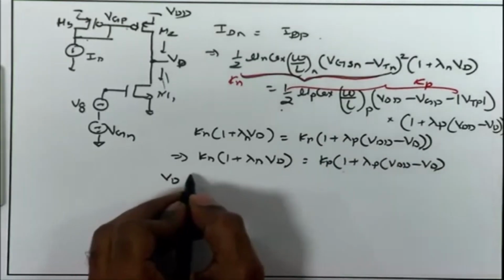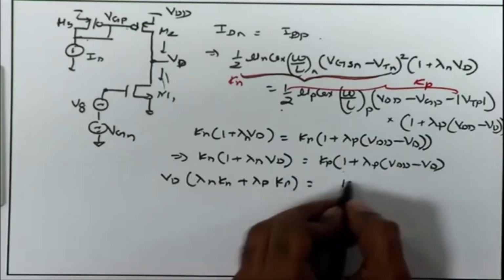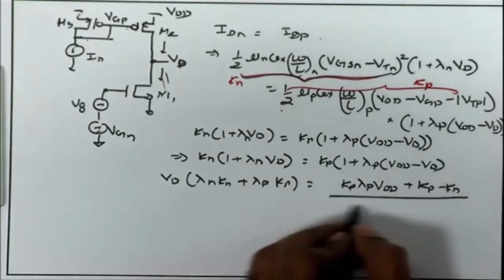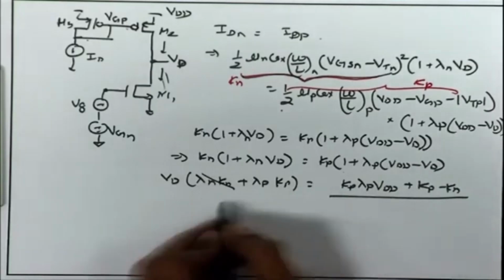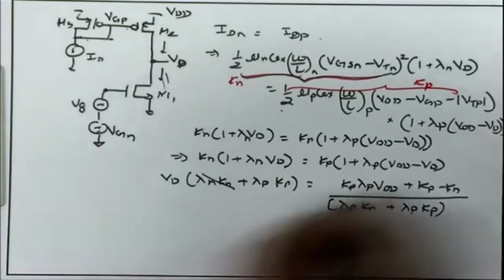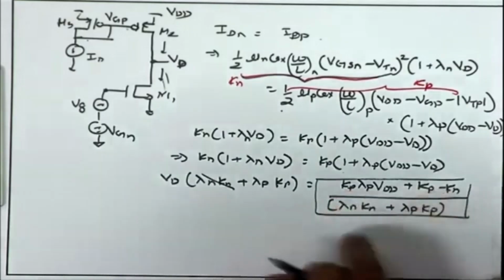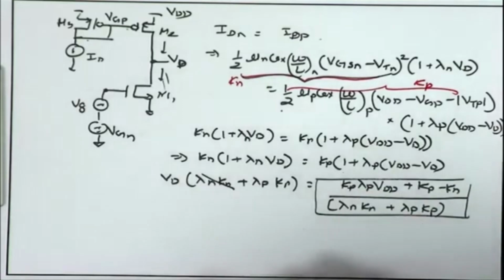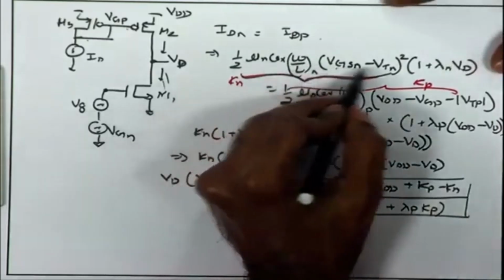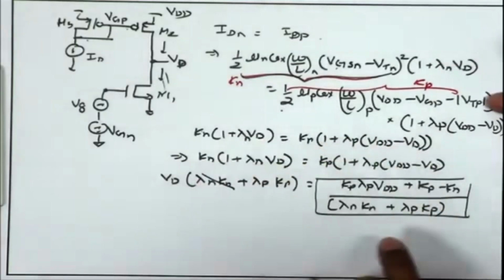So, if I express Vd in terms of these device parameters, I can bring this constant factor down over here, and therefore Vd becomes lambda n Kn plus lambda p Kp. So, this is the expression for Vd that I obtain in terms of Kp, Kn, lambda n and lambda p. Once again, Kp and Kn depend on Vgsn minus Vtn, and likewise Vdd minus Vgp minus mod Vtp.